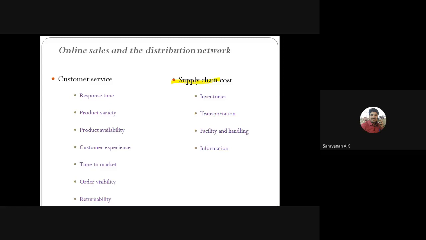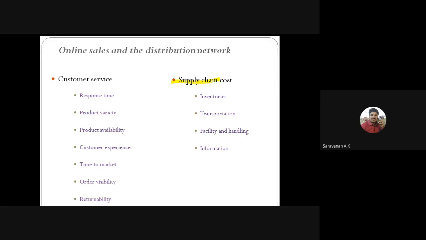But the physical products may take some time. They may come from the distributor center to our customer's hand, so there may be some transportation, right? So the transportation cost will increase. For a particular product, they have to meet the transportation charge, right?